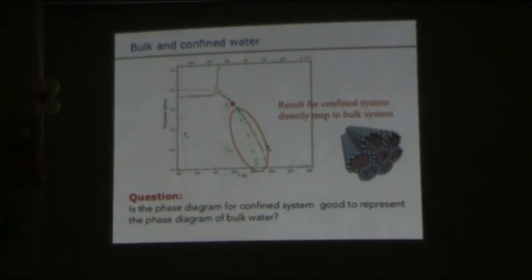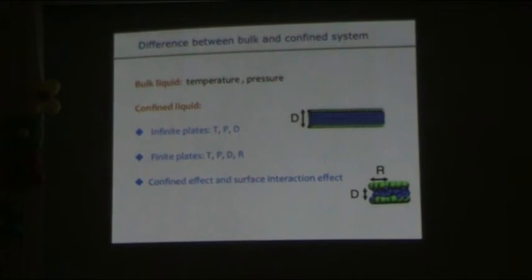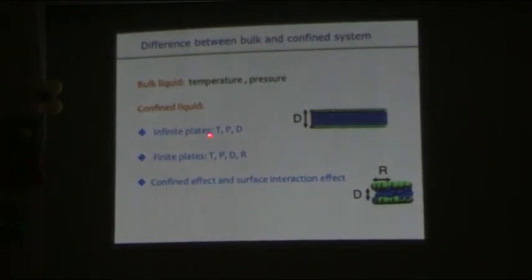If we look at these two systems, they differ by additional dimensions. For the bulk case, we know the properties of bulk water can be controlled by temperature and pressure, but in nanogeometries there is an additional dimension, depending on the way that you confine your system. For instance, if you confine your system by sandwiching it, the additional dimension is the separation between the two surfaces. And if you use finite-size confining surfaces, the size of the surface also plays a role.